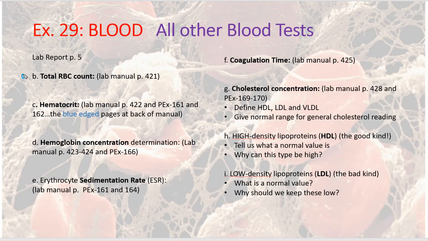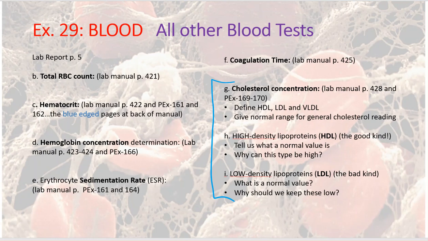So these are the rest of the tests that you have to know. You're going to do a total red blood cell count. Why would you look at the amount of red blood cells somebody has? A hematocrit, which has to do with packed red blood cells versus the amount of plasma you have. Hemoglobin concentration has to do with the ability of a red blood cell to carry oxygen. Sedimentation rate, coagulation time. And then you have some stuff to do with cholesterol.